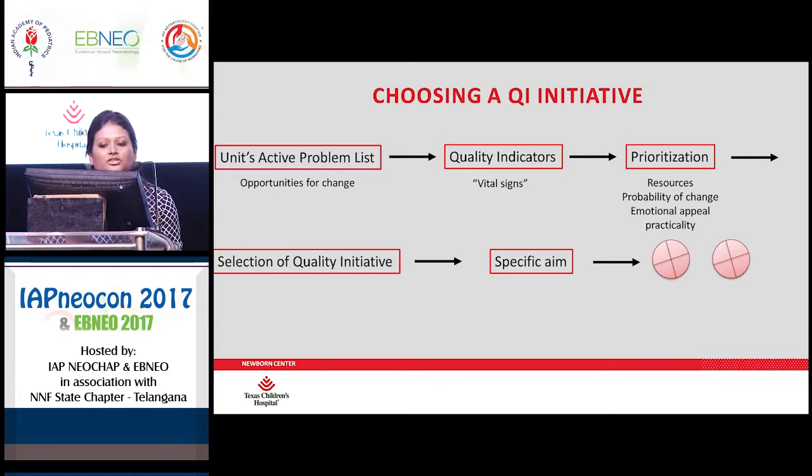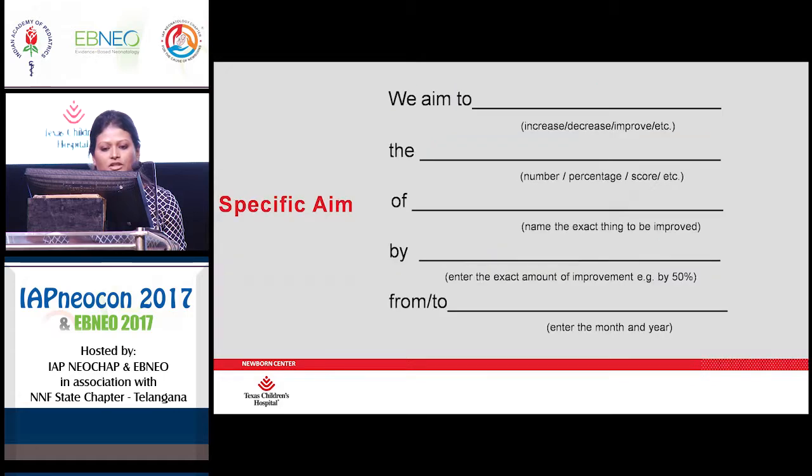And combining these two lists, we come up with a priority list, and we take into consideration the resources at hand, the probability of change, the emotional appeal of these issues, and the practicality. After that, we select one single quality initiative, we develop a specific aim for it, and then we do sequential PDSA cycles to complete the project.